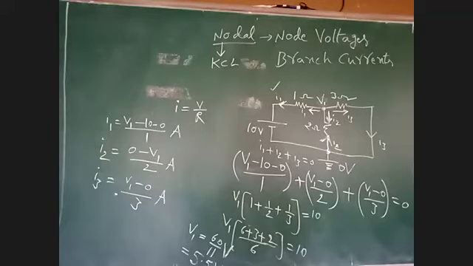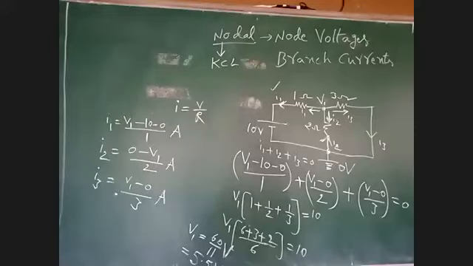See the note I had told. Assume all the currents are leaving from the node point for determining node voltage, not the branch currents. For branch currents, we have to take the actual direction of the branch current given in the problem.